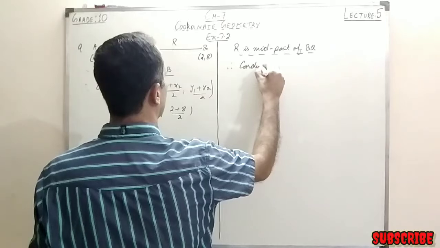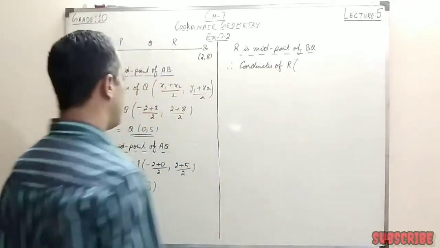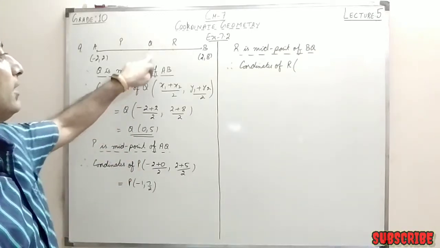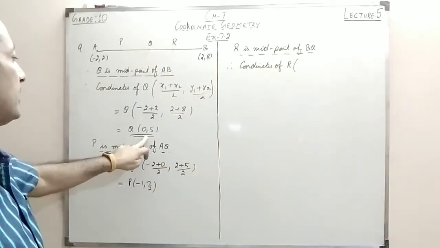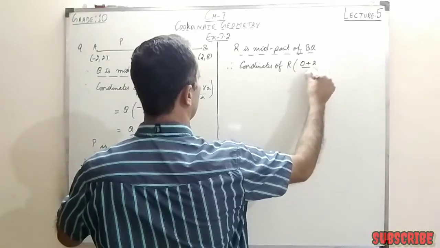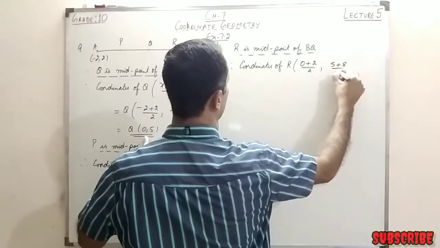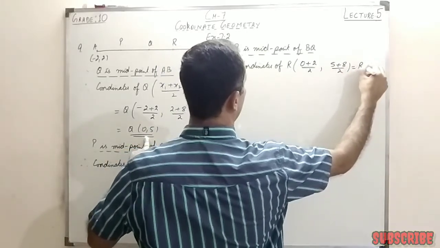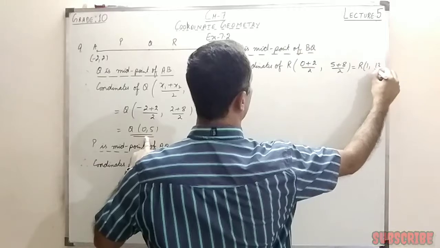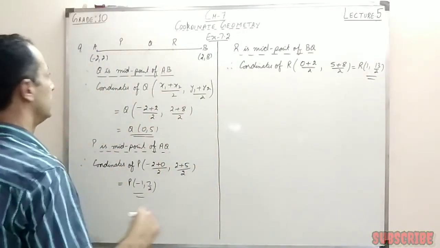So therefore, coordinates of R are directly written as, now this is x1 y1, this is x2 y2, so I have (0 plus 2) by 2 and (y plus 8) by 2. So I get it as R as 1, comma 13 by 2. So this is how we can find the coordinates, right?